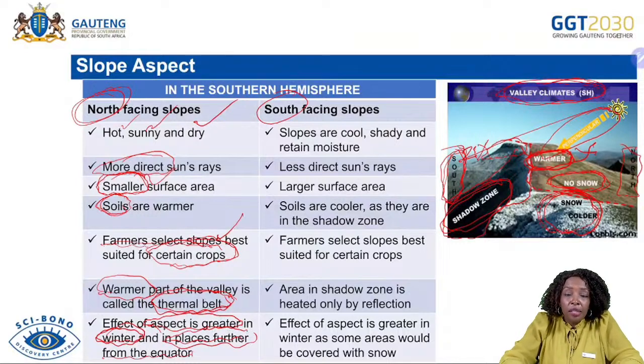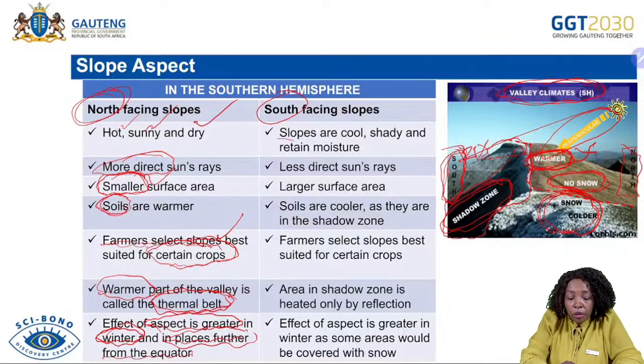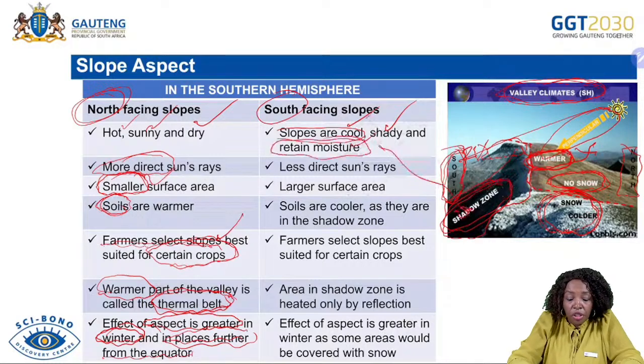Right, let's look at the south-facing slopes. What are the factors to note in terms of the slope aspect? The south-facing slopes are cool and shady, and they retain moisture because there is a limited amount of evaporation taking place there. So these slopes are cooler and shady, and they can keep more moisture because of less evaporation taking place.